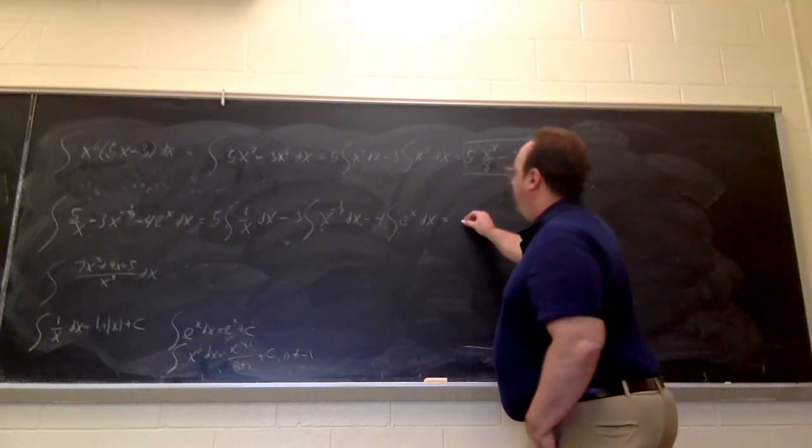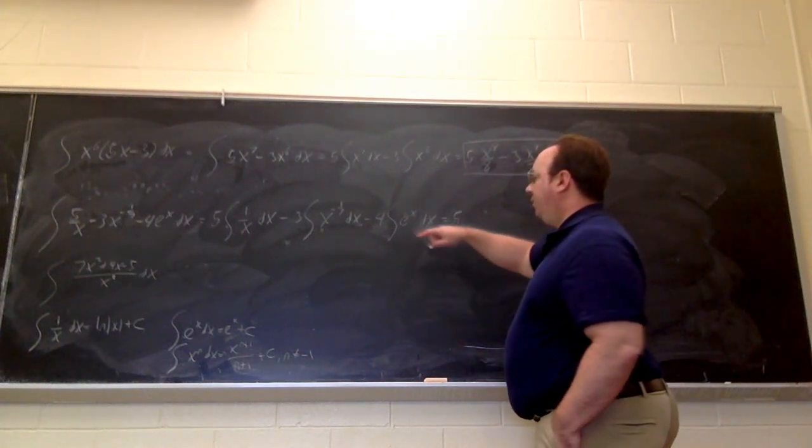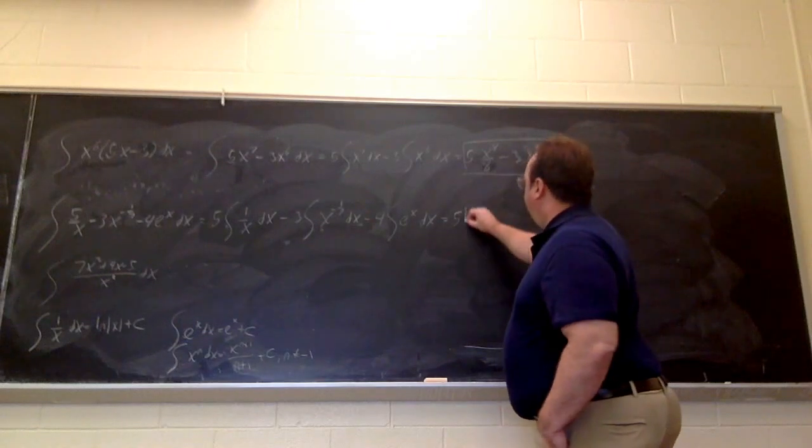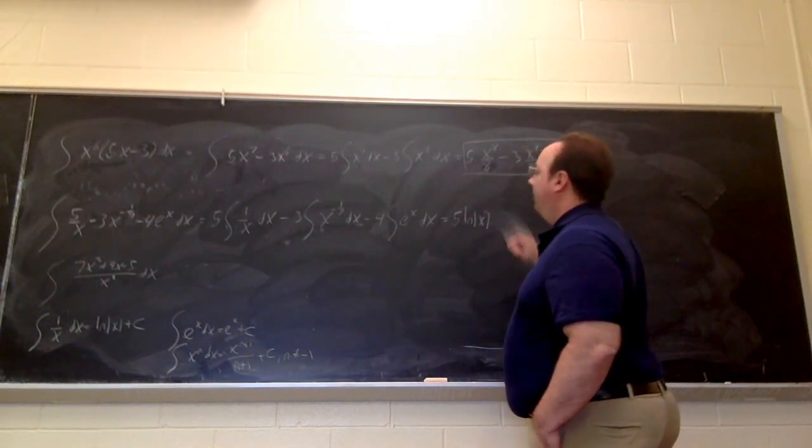So for the first one, we have 5 times the integral of 1 over x, which is natural log of the absolute value of x.